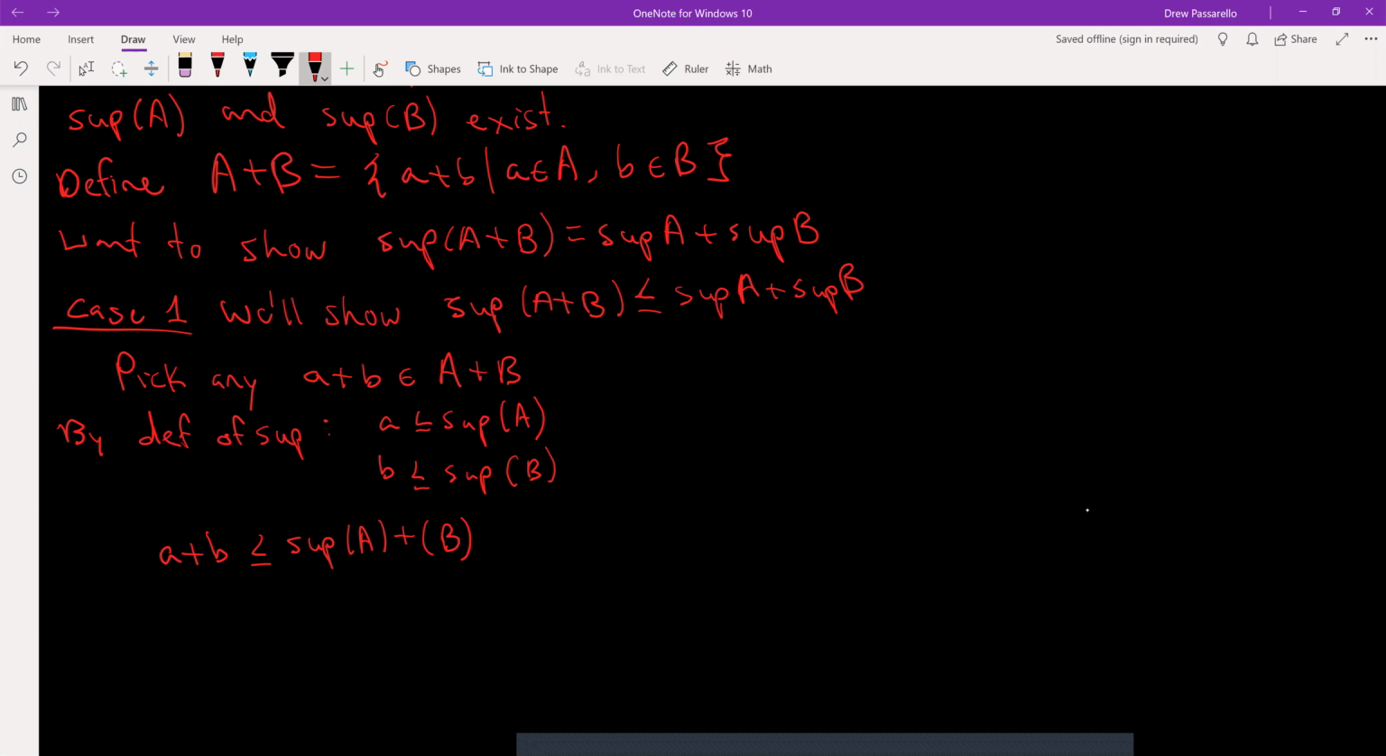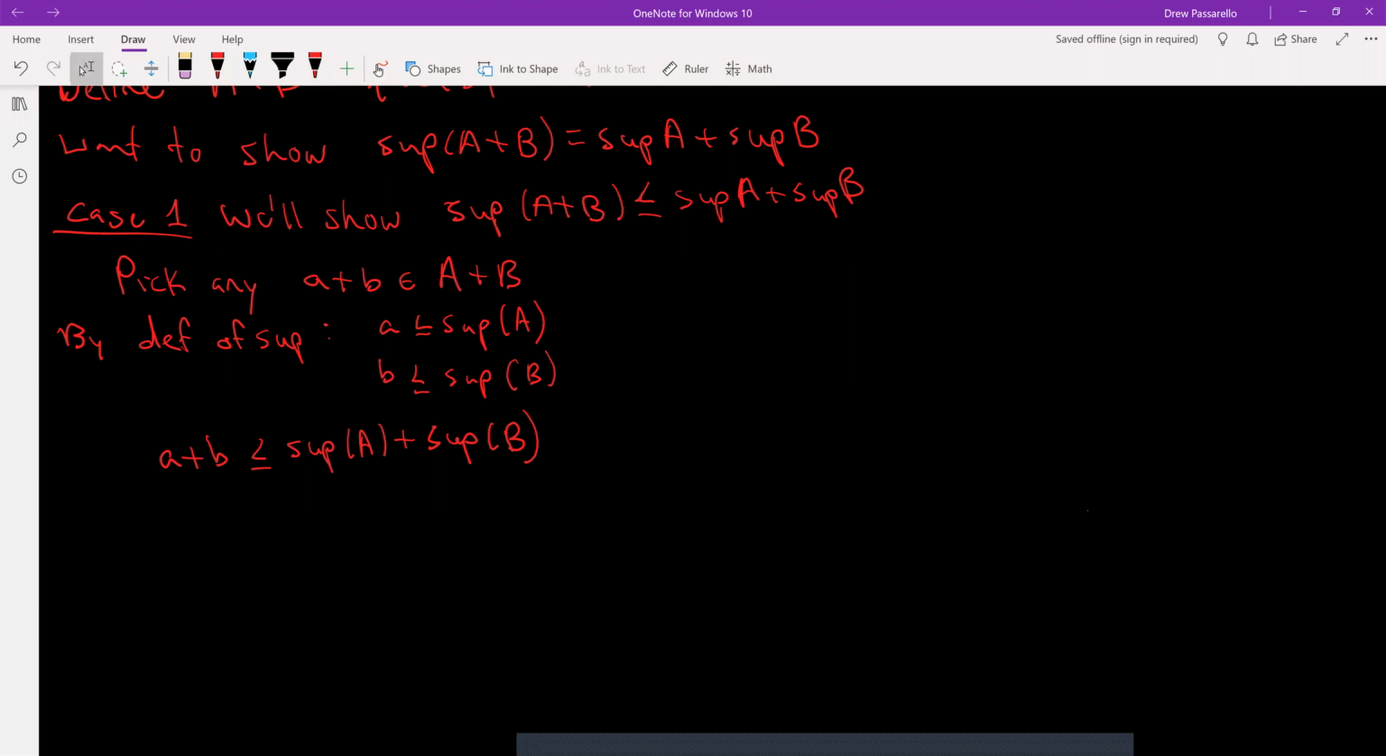So what does this say? We have a plus b, an arbitrary element of our set capital A plus capital B, and we've produced some value, sup of A plus sup of B, that is greater than or equal to that particular arbitrary element. But this implies that this is an upper bound. So this means sup of A plus sup of B is an upper bound for our set.